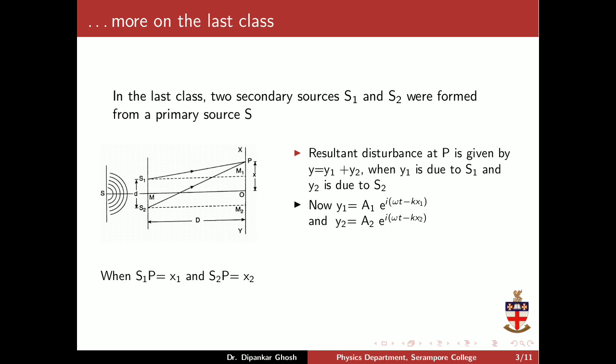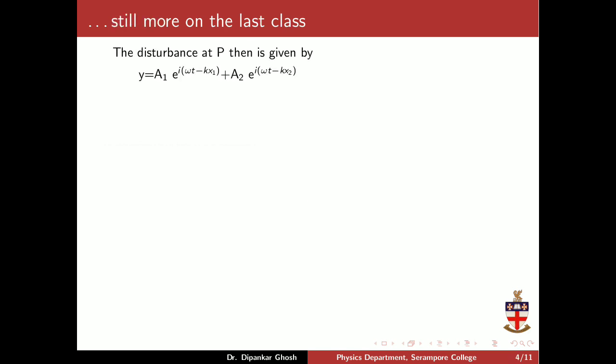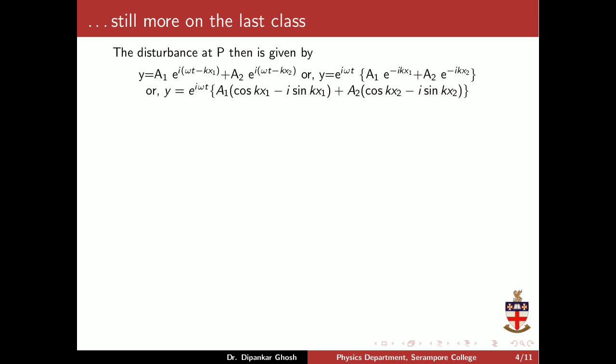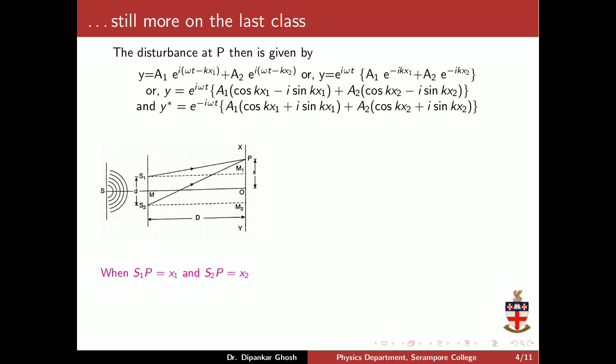Now the disturbance y1 is represented as a1 exponential i(omega t minus kx1) and y2 as a2 exponential i(omega t minus kx2). We just add them according to the superposition principle, and doing some mathematical manipulations, we get this expression: y is equal to exponential i omega t times [a1 (cos kx1 minus i sin kx1) plus a2 (cos kx2 minus i sin kx2)]. Since this is a complex number, we will also find its conjugate, which is given as this.